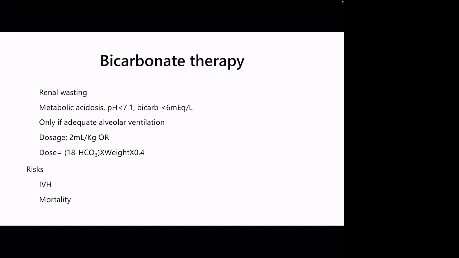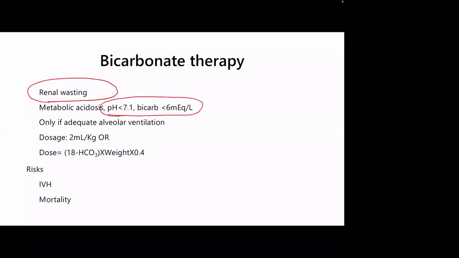Bicarbonate therapy is indicated if there is excessive loss of bicarbonate through renal wasting. But for metabolic acidosis because of decreased perfusion or hypothermia or shock, bicarbonate therapy is not the first option. You have to give fluid bolus and you have to give inotropes, and if still the acidosis is not improving and the pH is going below 7.1 and bicarb is going less than 6, that is the time when you can give bicarbonate. So the patient should be on inotropes and the pH should be less than 7.1 and bicarbonate less than 6.